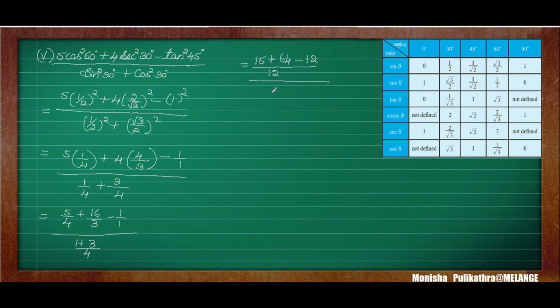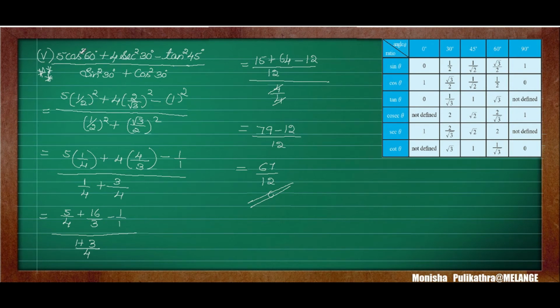In this part, 1 plus 3 is 4, 4 by 4 becomes 1. So this denominator part will just go. So here 15 plus 64 is 79 minus 12, whole divided by 12. So 79 minus 12 will become 67 by 12. So this is the answer for the fifth question. I hope you understood this. This is one of the important problems usually given in your exam. Hope you understood this and practice well.